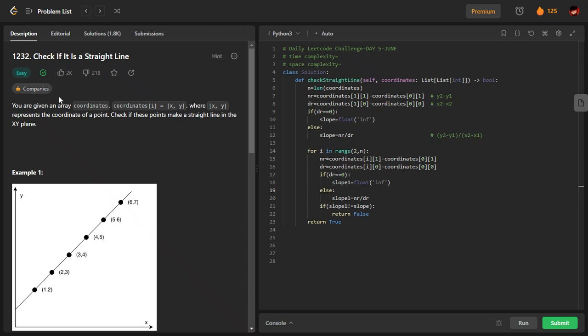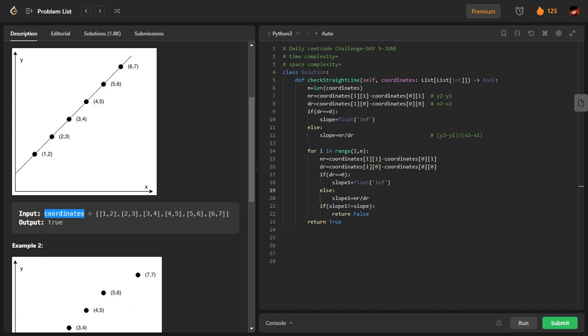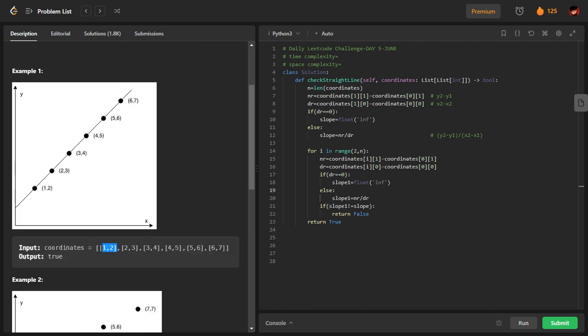For today's question, it's a very simple question. If you are aware of this maths concept, then definitely it will make sense because it's all about maths. See the input first. There is an array called coordinates, which is a 2D array basically, and each of the elements has two elements.